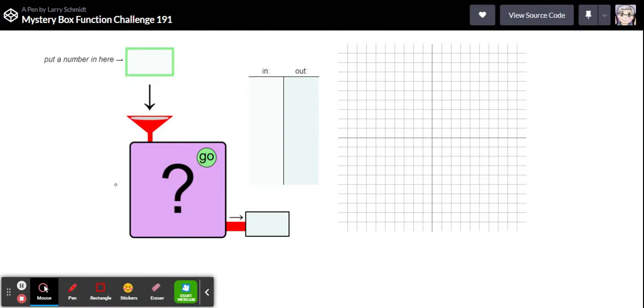In the purple mystery box there is some math and your challenge is to figure out what it is. Use the link in the description to try this out, and when you think you've got an idea, come on back and see if we get the same thing.